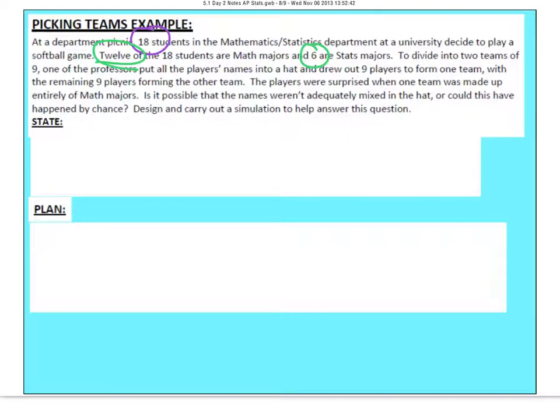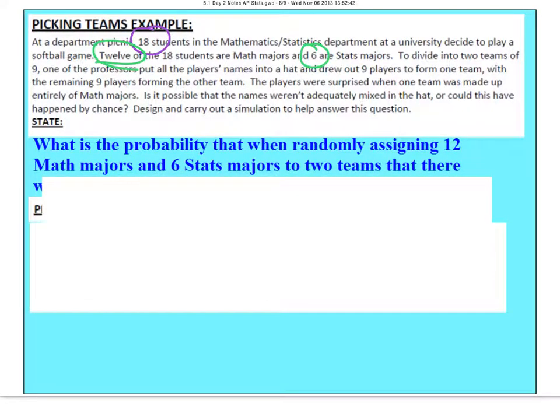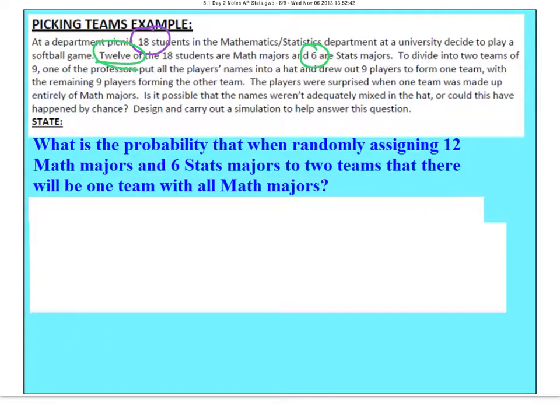Let's design and carry out a simulation. Again, state, plan, do, and conclude. Let's state the scenario of what we want to analyze. What is the probability, when randomly assigning 12 math majors and 6 stats majors to 2 teams, that there will be one team with all math majors? That's the question. Now, think about how we can actually set this up.